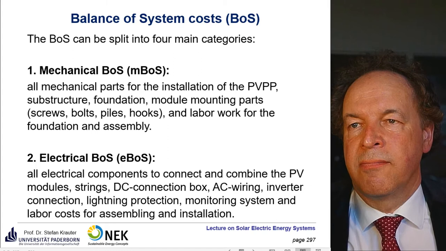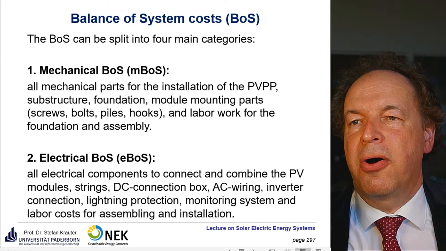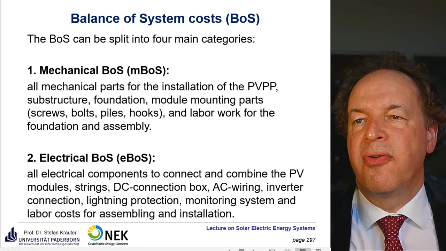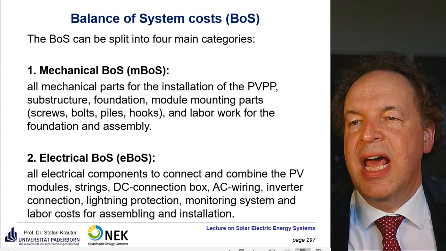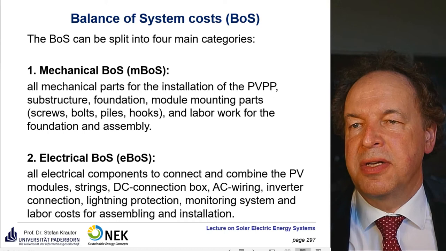We can divide those balance of systems costs into two categories or four categories. So first, mechanical. The mechanical balance of systems cost is all mechanical parts of the installation, including substructure, module parts, and so on. Labor work for the foundation and assembly. And the electrical BOS costs. So this is all the electrical components to connect and combine the PV modules, the strings, and have the DC connection box where you usually find the fuses and the string diodes. Then the AC wiring, the inverter connection, lightning protection, a monitoring system, and the labor cost for assembling and installation, and possibly also for maintenance.